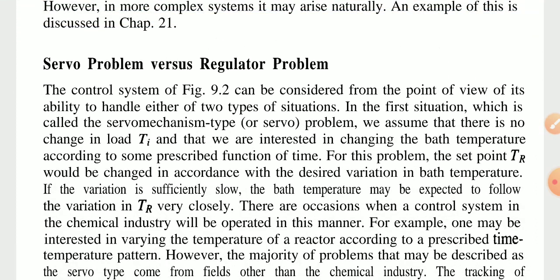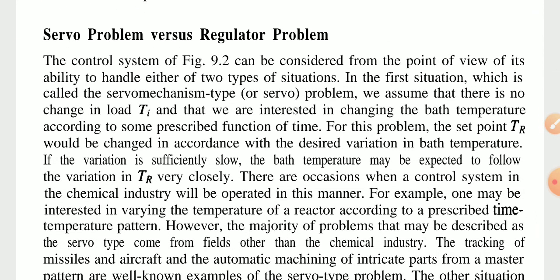The control system of figure 9.2 can be considered from the point of view of its ability to handle either of two types of situation. In the first situation, called the servo mechanism type, that is, the servo problem, we assume that there is no change in the load for the temperature, and that we are interested in changing the bath temperature according to some prescribed function of time. And for this problem, the set point is TR.